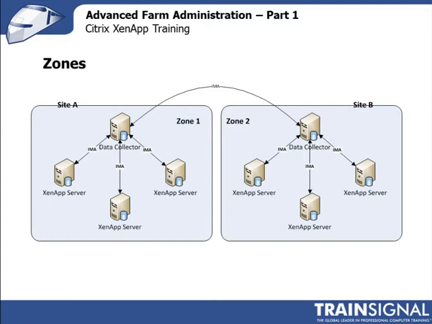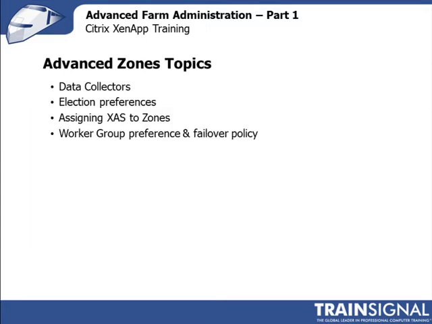How do you specify one XenApp server to be more preferred than others in tackling the role of a data collector? So let me go back to that earlier slide for a second. We're going to talk about how you can set the election preferences for data collectors. And then we're going to talk about how do you assign XenApp servers to zones?